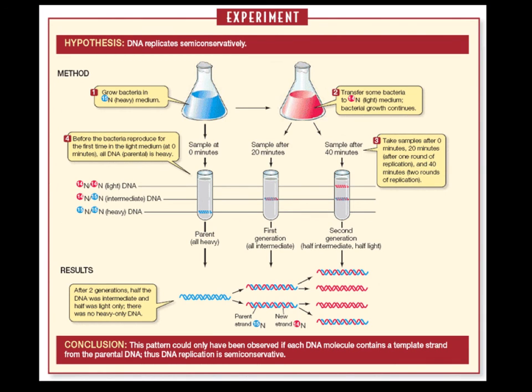So last slide. Here's a lovely diagram of the Meselson-Stahl experiment. You can see that DNA is replicated semi-conservatively by where the DNA strands contain heavy and light nitrogens. And that concludes our lesson. The end.